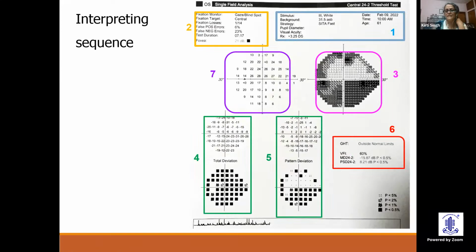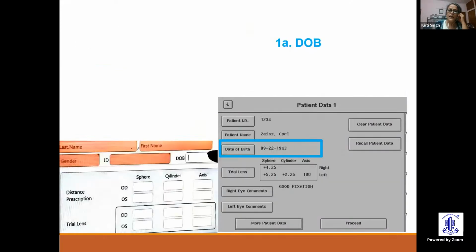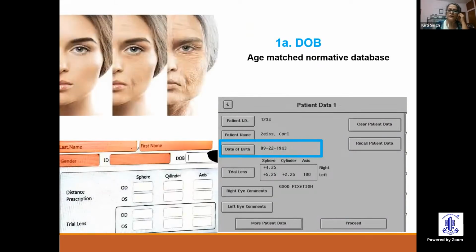Now we come to the sequence. You understood the basic foundations of interpretation. I've made a color coding to tell you how the interpretation happens. So the sequence: 1 is the patient data. In the patient data, you have to first see the date of birth. Please remember the patient ages, the eye ages.